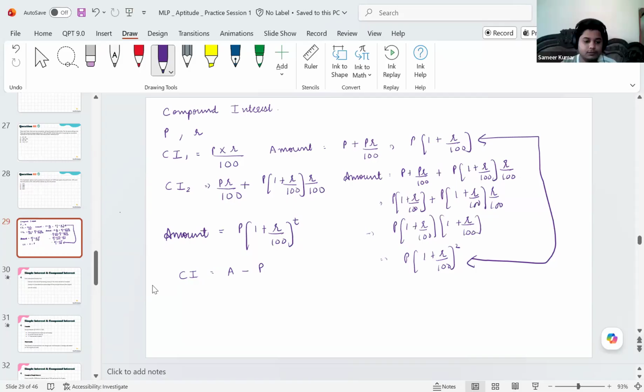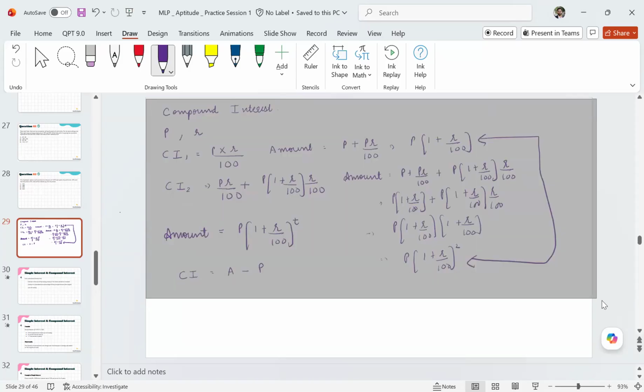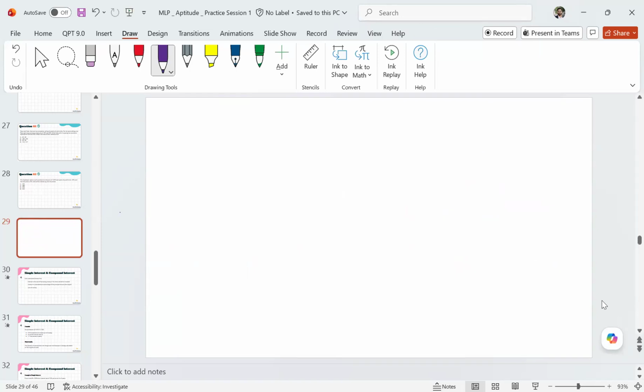Yes? Okay. Yes, sir. Good. Okay, let's now go to the next part. Now, there are two more formulas, guys, that I want you to note. Not formulas, but observations. Okay.